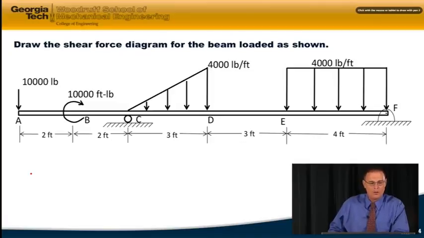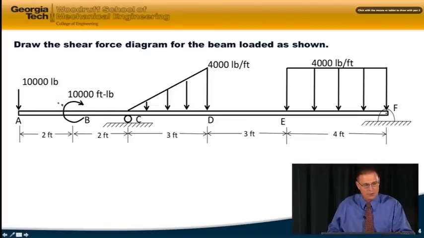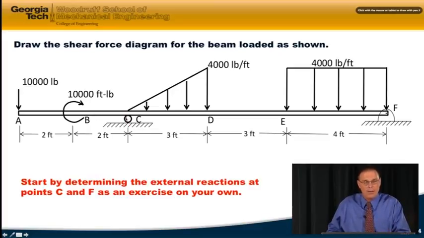And so what I'd like to do now is to apply that theory, if you will, to this beam as loaded as shown and come up with the shear force diagram. So we know on this beam all of these applied external forces and moments. The only thing we don't know at this point is the reactions at the roller constraint and the pin constraint. So I'd like you to start off by determining the external reactions at point C here at the roller and point F at the pin on your own.